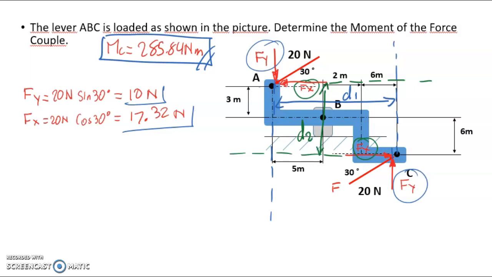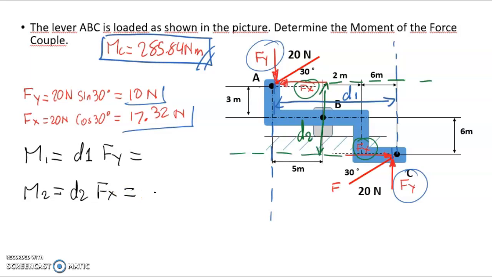So we're going to have two moments, moment 1 and moment 2. Moment 1 is going to be composed of the force Y times distance 1. So distance 1 times force Y. Moment 2 is going to be composed of force X and distance 2. Distance 2, force in X.